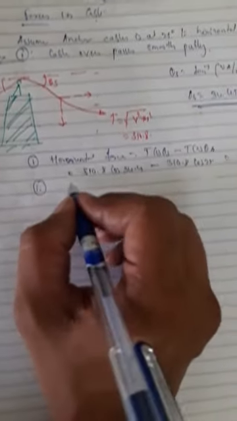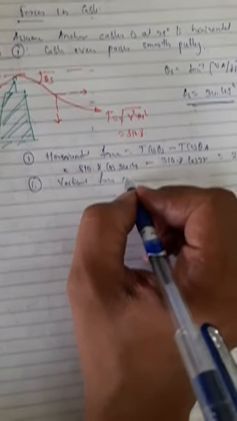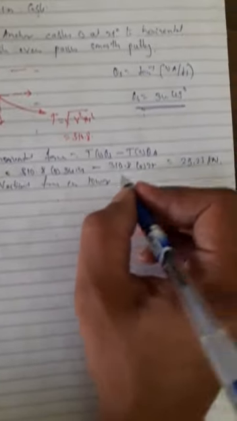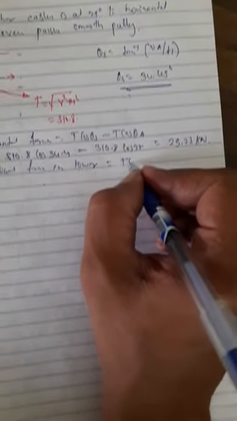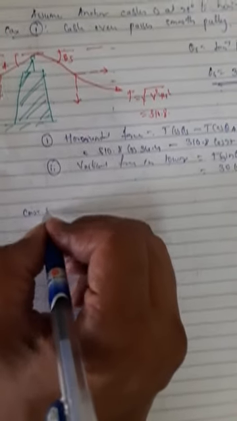Similarly, second, the vertical force in the tower. That is given by T sin theta S plus T sin theta A. Substituting the values, I get 306.49 kilonewtons.